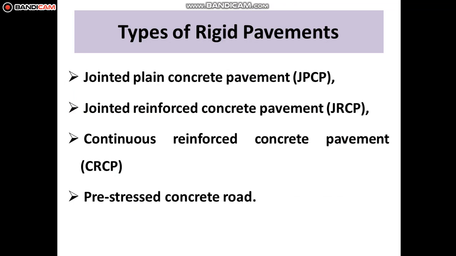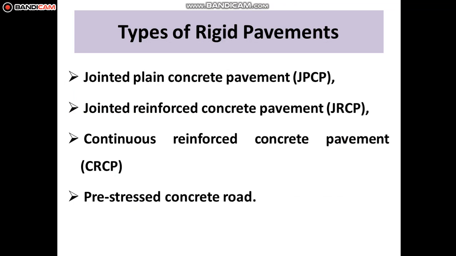Second one, jointed reinforced concrete pavement. Reinforcement does not improve the structural capacity significantly, but it can drastically increase the joint spacing to 10 meters to 30 meters. Dowel bars are required for load transfer. Reinforcement helps to keep the slab together even after cracks.